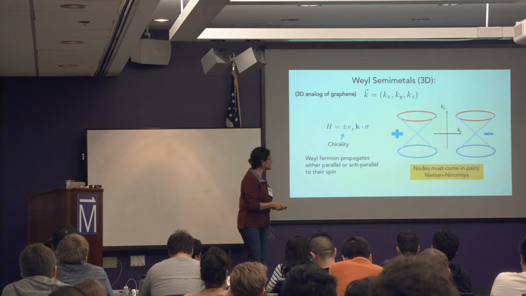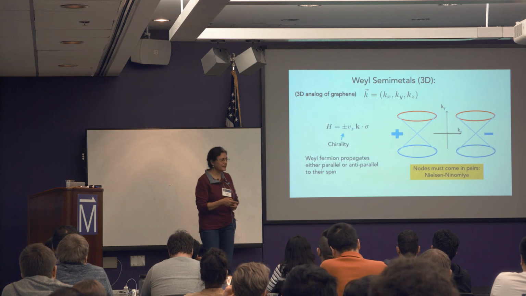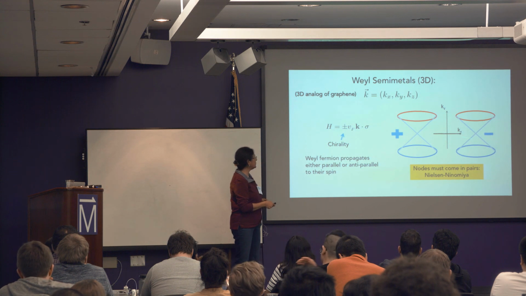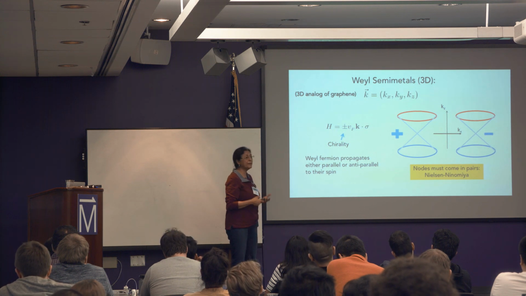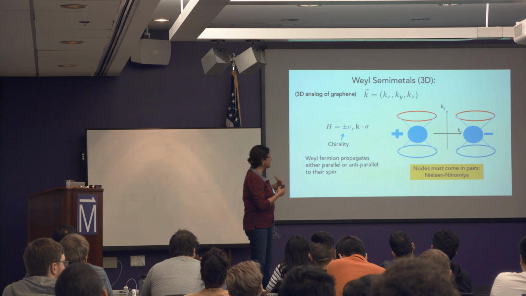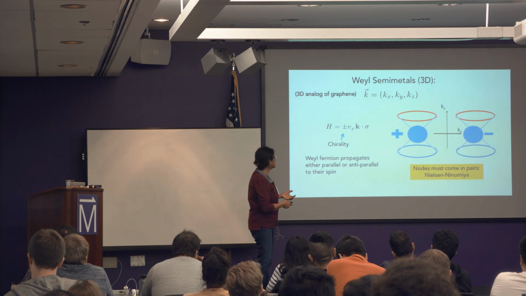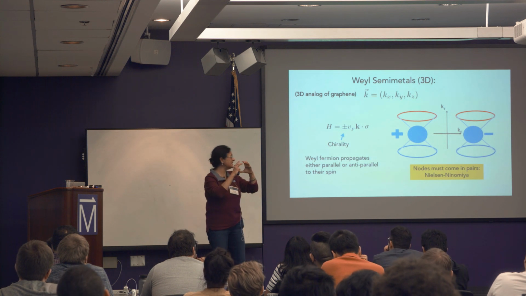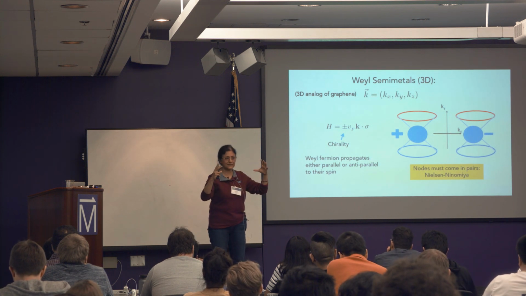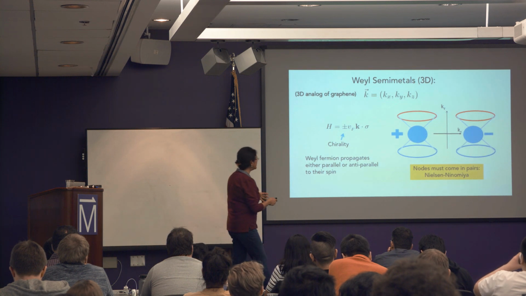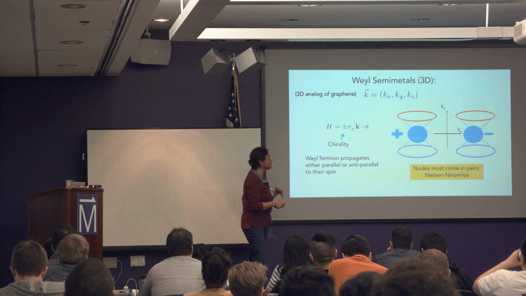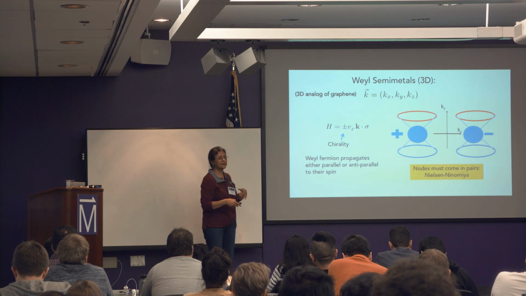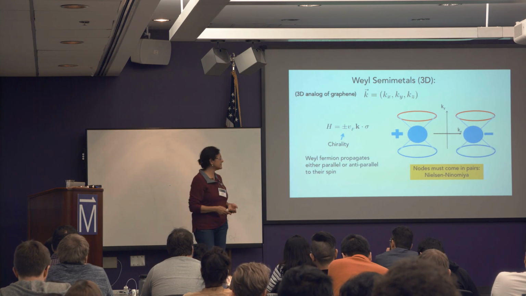And there's an important theorem by Nielsen and Ninomiya that says that these two nodal points must come in pairs. And the reason for that, again, goes back to this Berry curvature: if you make some surfaces around these nodal points and look at the flux, the net flux that you get from these points, which are concentrated here, must be zero. Hence, the chirality of these points must be opposite to each other.